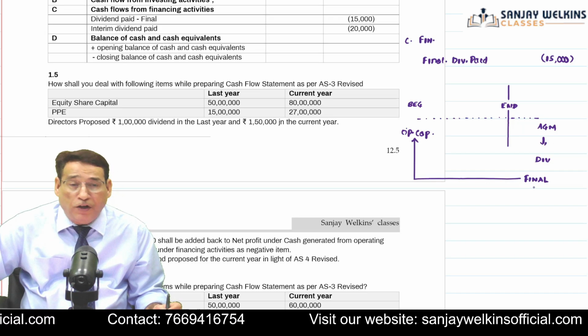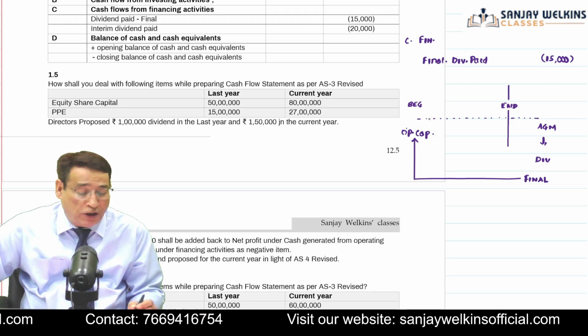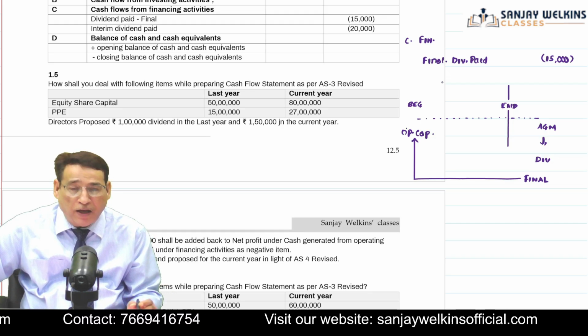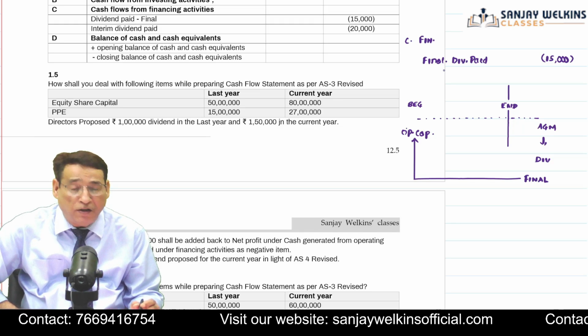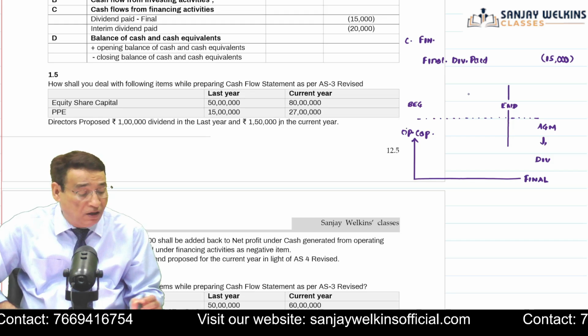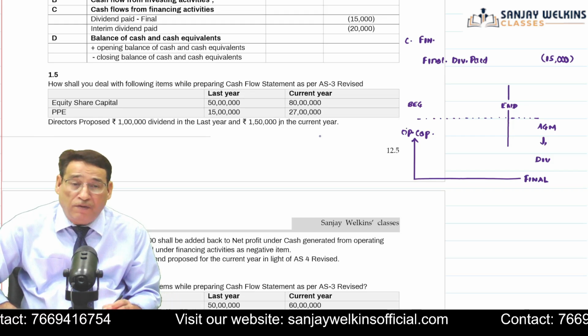And if final dividend has been declared and paid, as I've already told you, first of all, it is going to be added back to what we call cash generated from operating activity, and then it will be reflected under financing activity too, isn't it? Now coming over to the interim dividend.